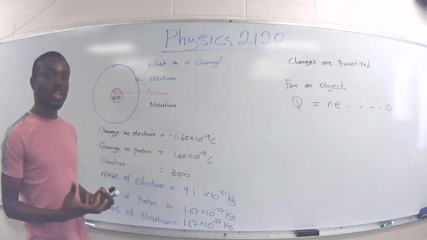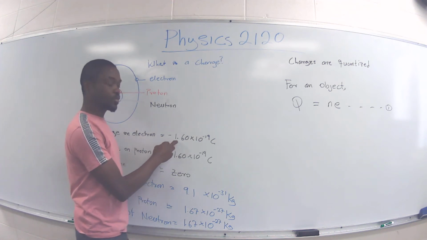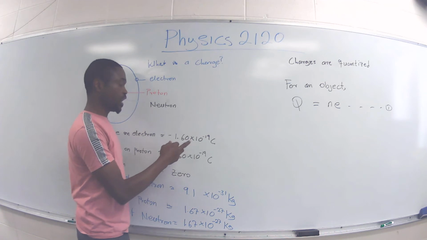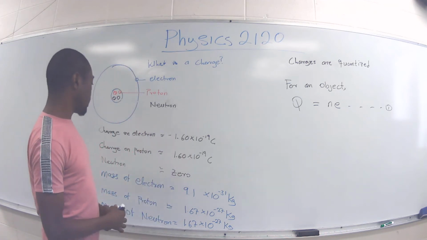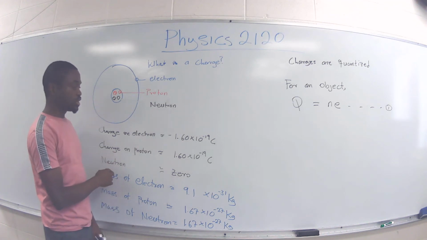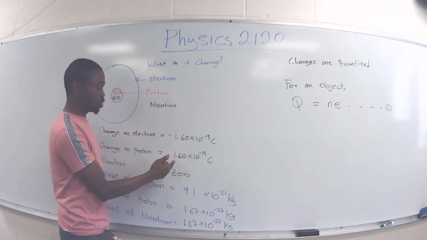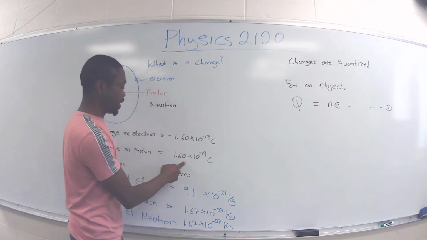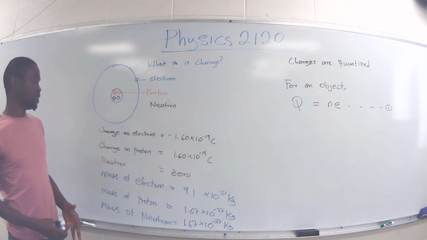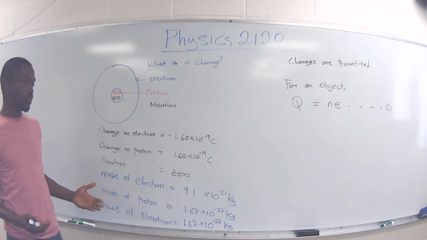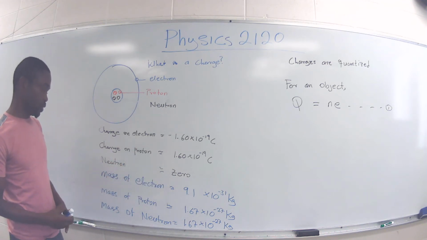The magnitude of the charge on an electron is given as negative 1.60 times 10 to the power negative 19 coulomb. That of the proton is the absolute value of the magnitude of the electron, so that is positive 1.6 times 10 to the power negative 19 coulomb. But for the neutron, we've already said that it has no charge, so it has a charge of 0.